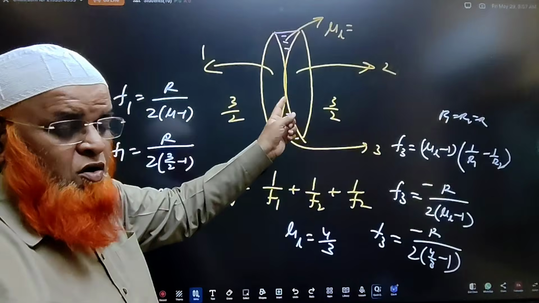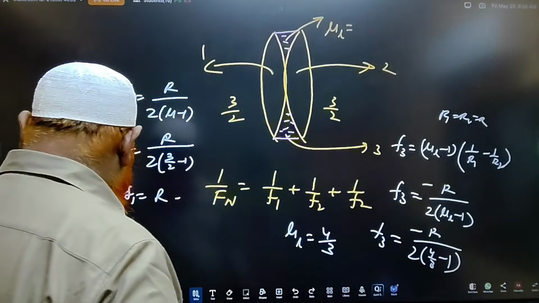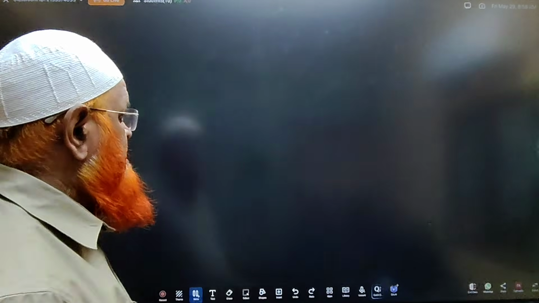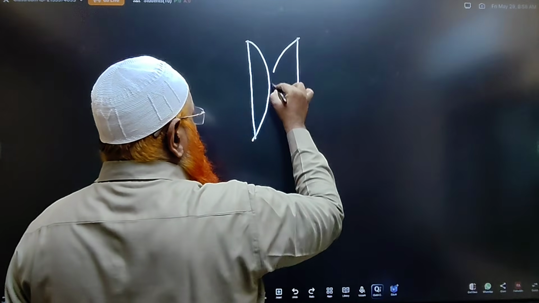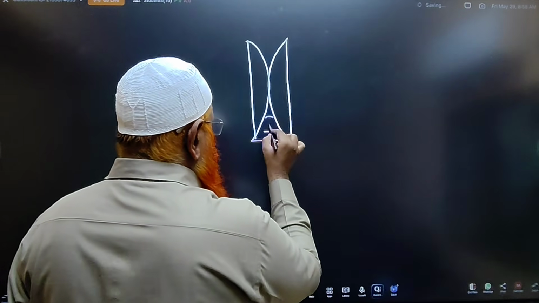So, two equiconvex lenses, and in between liquid is placed. There is one more model here, always repeated. What is that? See, two plano-convex lenses are there, and in between them, liquid is placed.